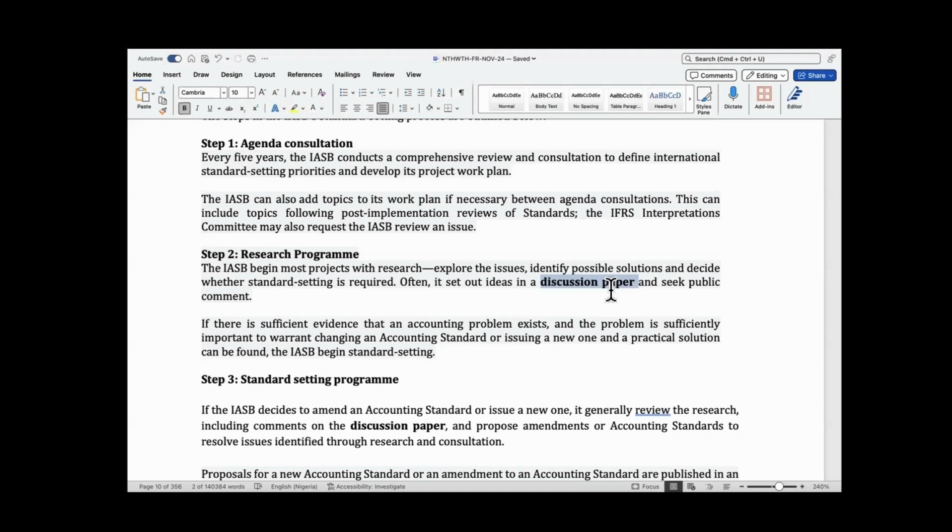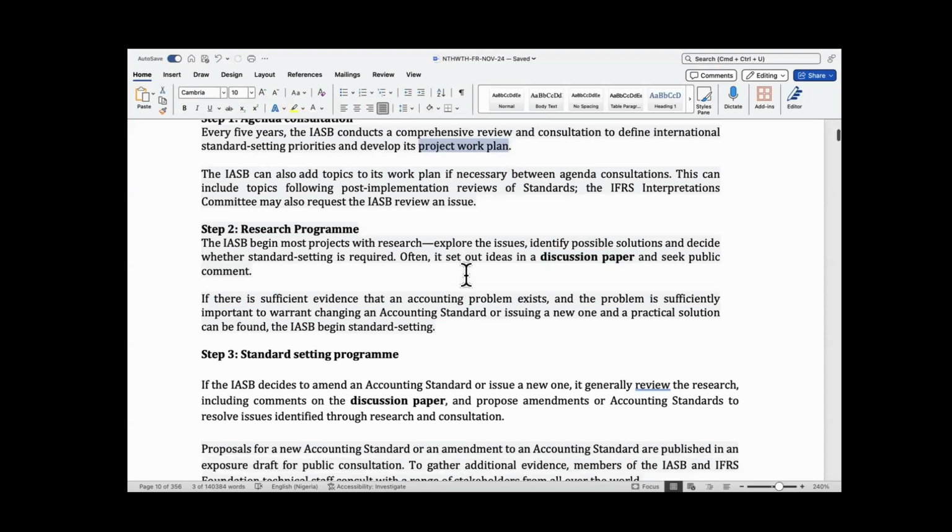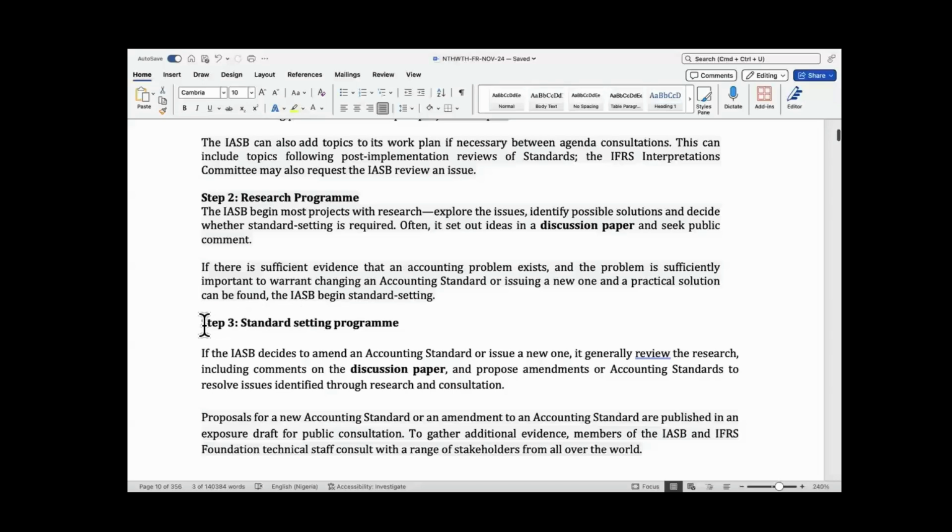That's the research phase. So if it's something they don't want to work on, they will simply remove it from this step one, from their work plan. That means it's not really an accounting problem. It does not exist, or there are already solutions for that in other accounting standards. But if it's something they want to work on, then that takes us to step 3. And you see, this decision they are making is from comments. People are responding to this discussion paper.